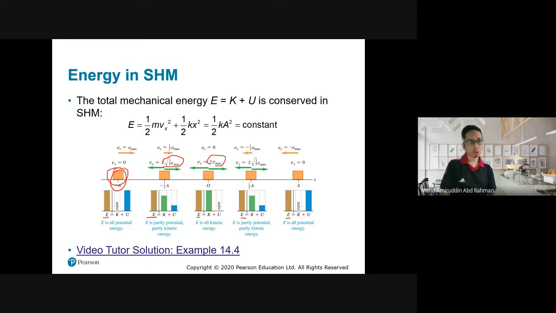So the equation for the kinetic energy K is equal to half mv squared, plus U, the potential energy, which is defined as half kx squared. Combined together, this equation is equal to half ka squared. All right, so that is the relationship. So we look at the example over here.